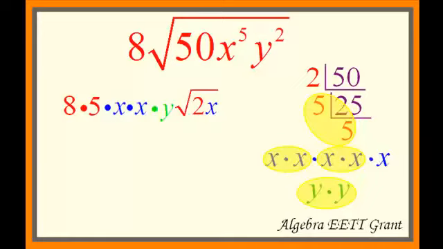Now we simplify all the things outside. So we multiply constants together, and then we multiply like variables together. So that's going to give us a total of 40x squared y square root of 2x. This is the final answer, the simplified version of 8 square roots of 50 x to the 5th y squared.